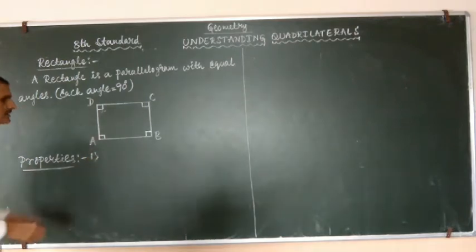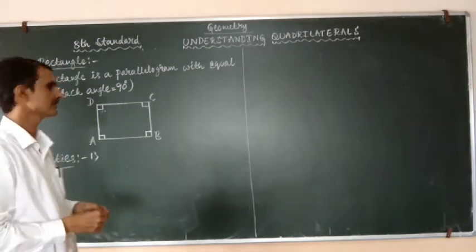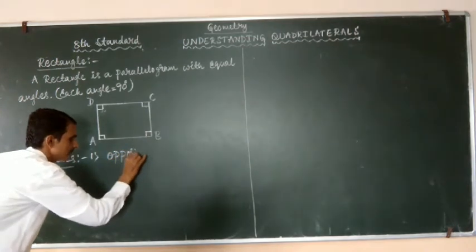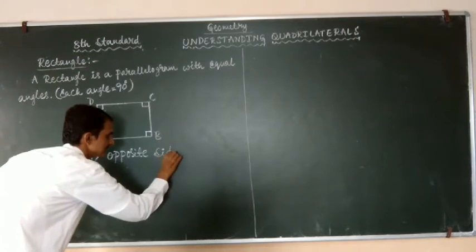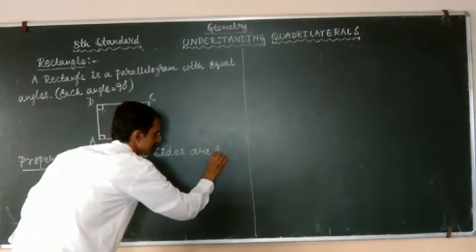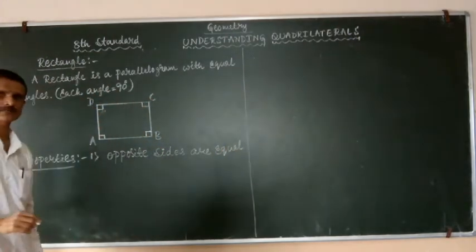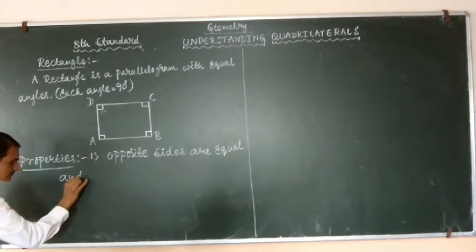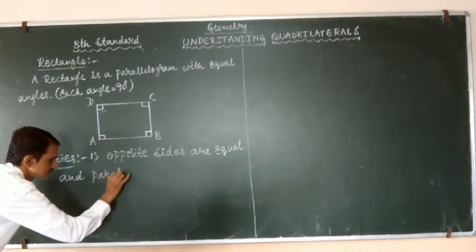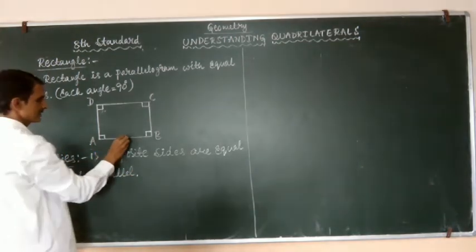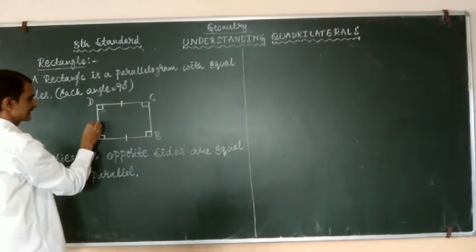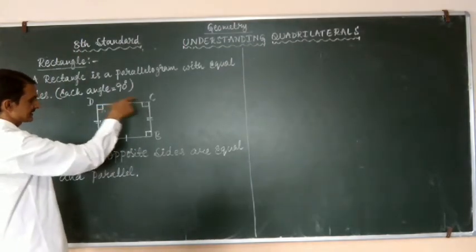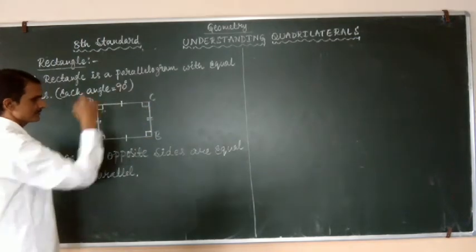Properties of the rectangle. So come on, tell me the first property. The opposite sides are equal, and also they are parallel. That means side AB is equal to side CD, and side AD is equal to side BC.